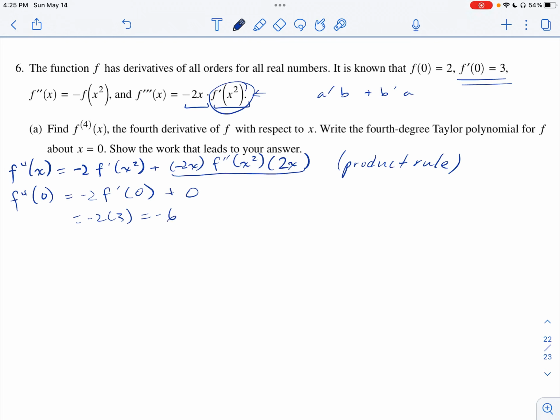So the next thing, I think we actually have pretty much everything else that we need. Oh, we also need to find the third order derivative evaluated at 0.